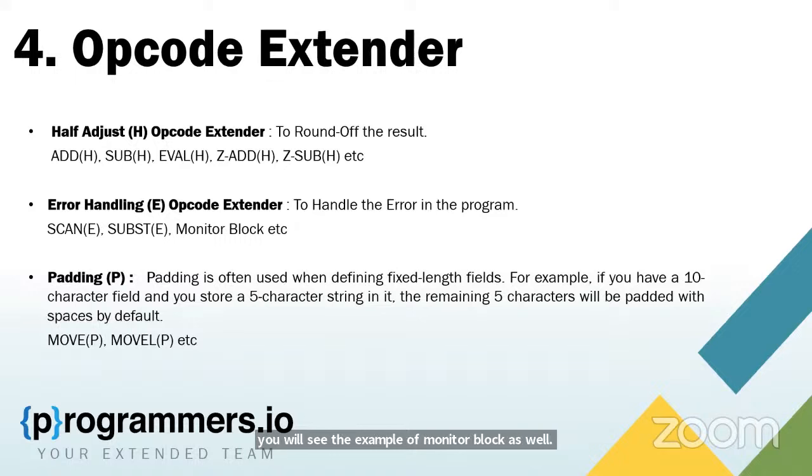Let's suppose you have a 10 character string and you are moving a 5 character string into it. The remaining 5 characters will be padded by spaces. The P opcode is used with move and move LP. Let's see all these extenders with an example.